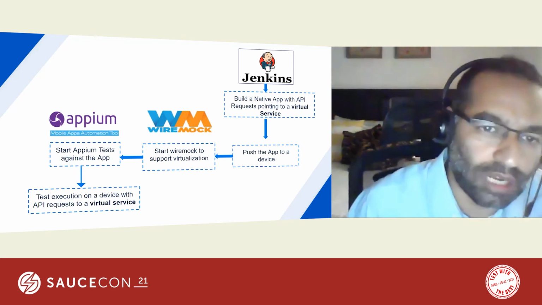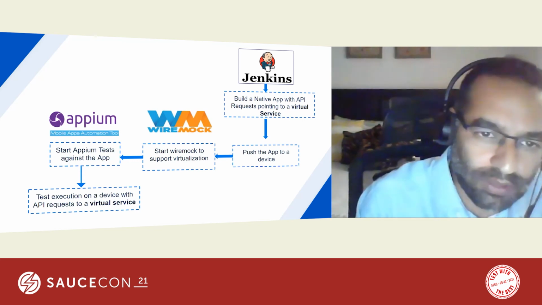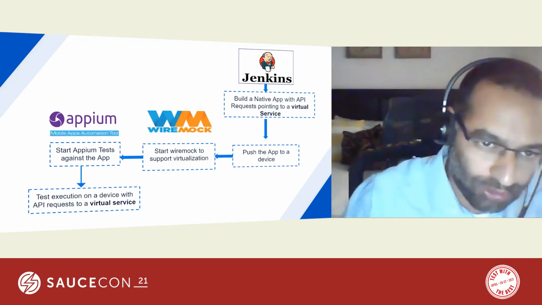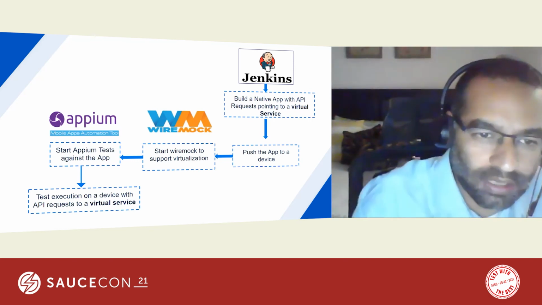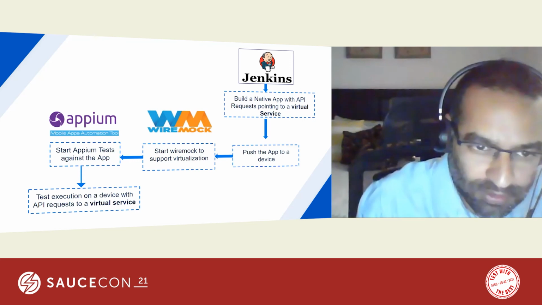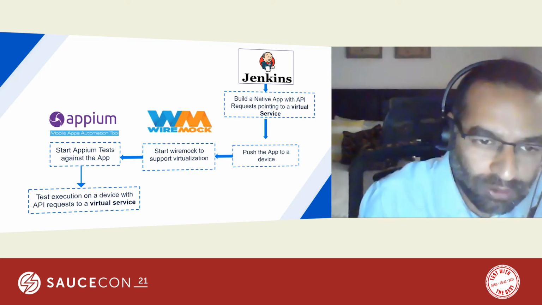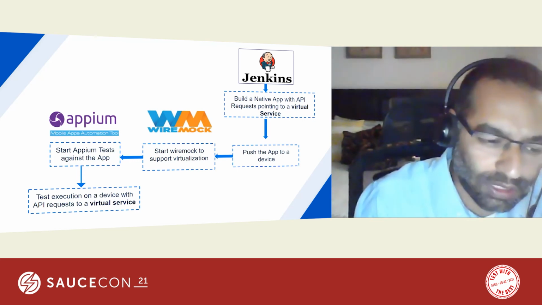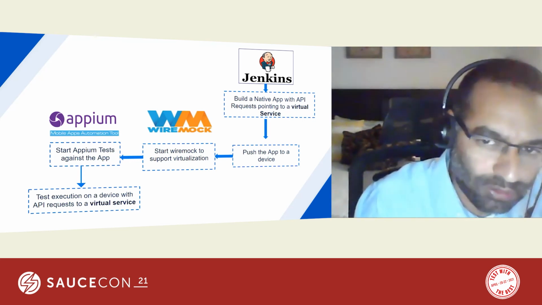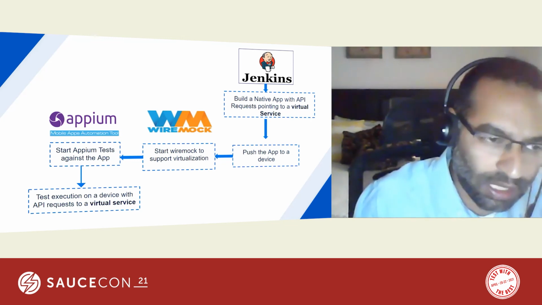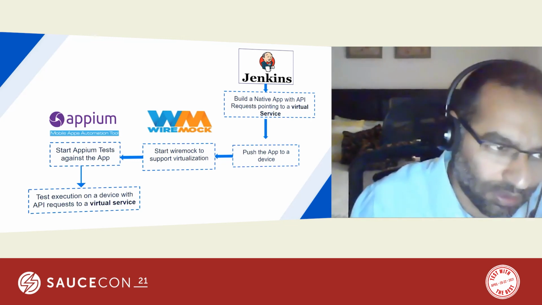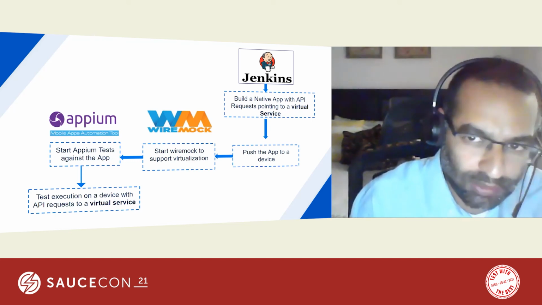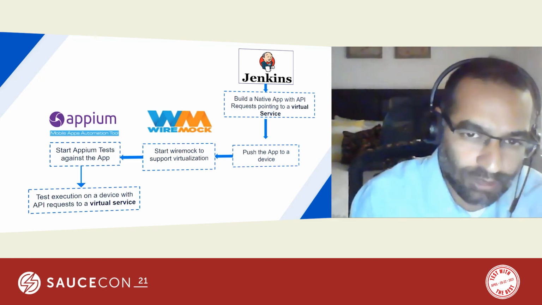And then you basically start your Appium test. Here the Appium test is pointing to your virtual service, because your app is pointing to the virtual service. When you start your test, the test execution happens where the API calls go to the virtual service. Once the test is complete, you kill your WireMock server and you kill your emulator, and then you can start your test on the next emulator. So that's how our CI/CD pipeline works with virtualization in place.